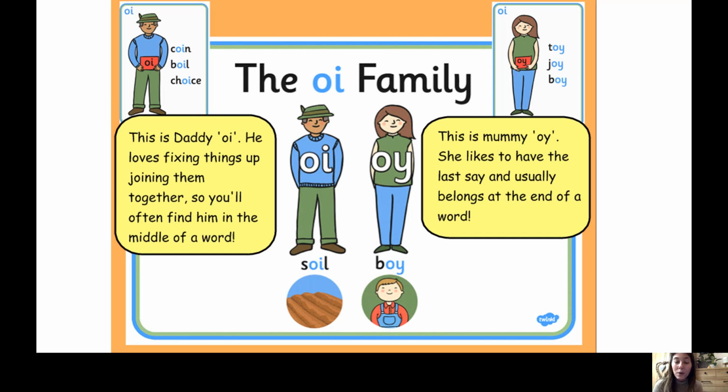So Daddy Oi, the OI, will often be in the middle of words. Mummy Oi, OY, will go to the end of a word. Let's have a look at some words and see if we can spell these together using that rule to help us.